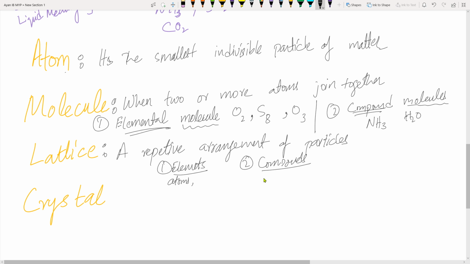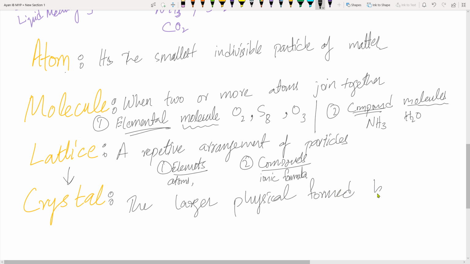I would rather use the term ionic formula, right? Compounds that have an ionic formula exist as lattices, and when those lattices grow into a larger structure, we call it a crystal. So we can say the larger physical structure formed by a lattice is what you see as a crystal.